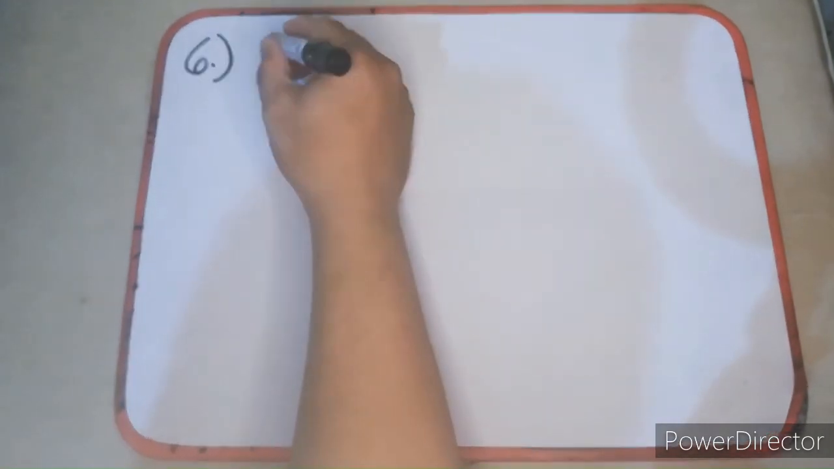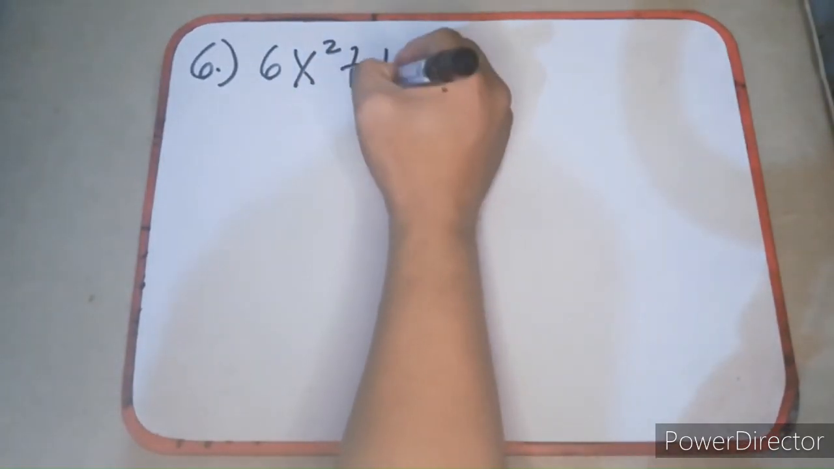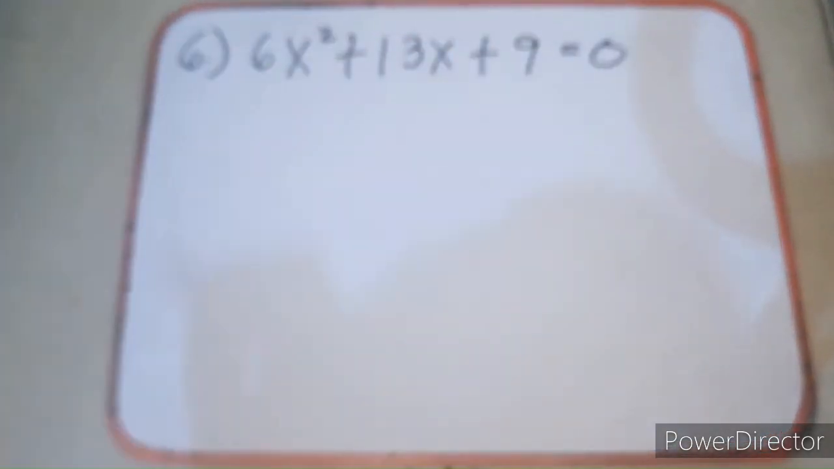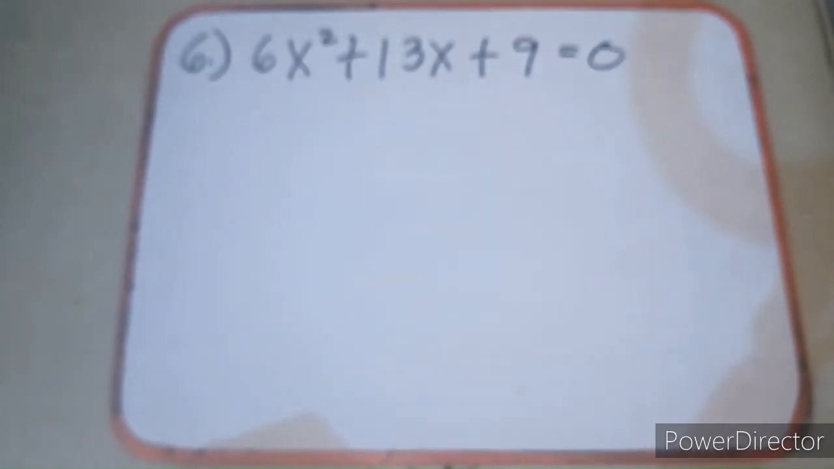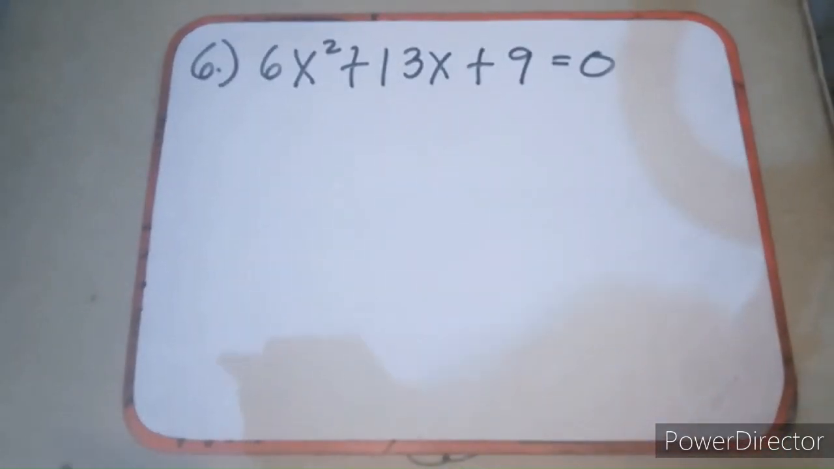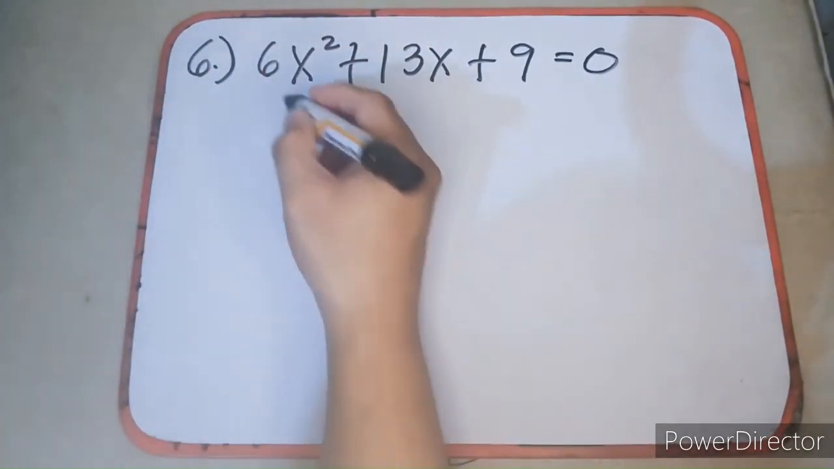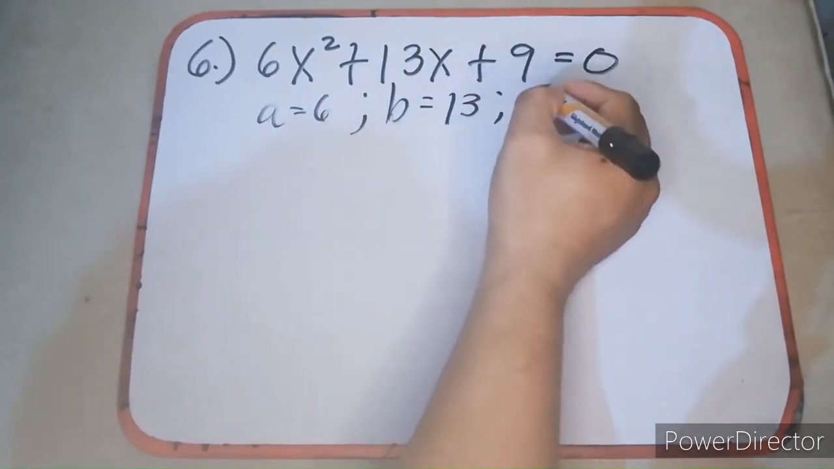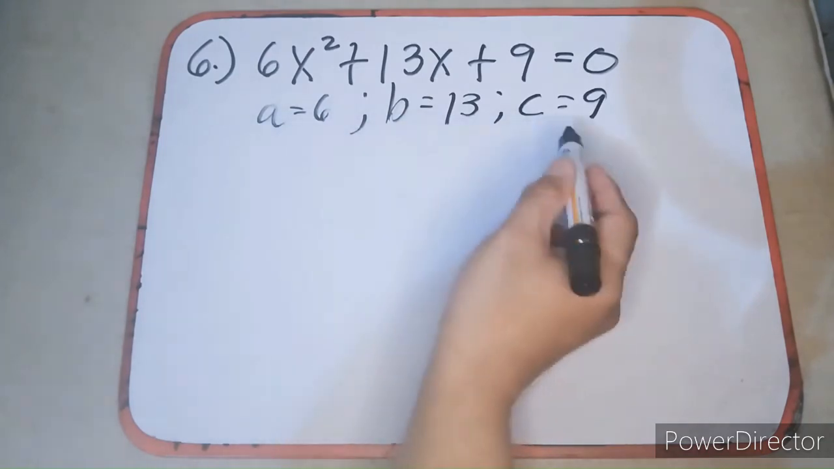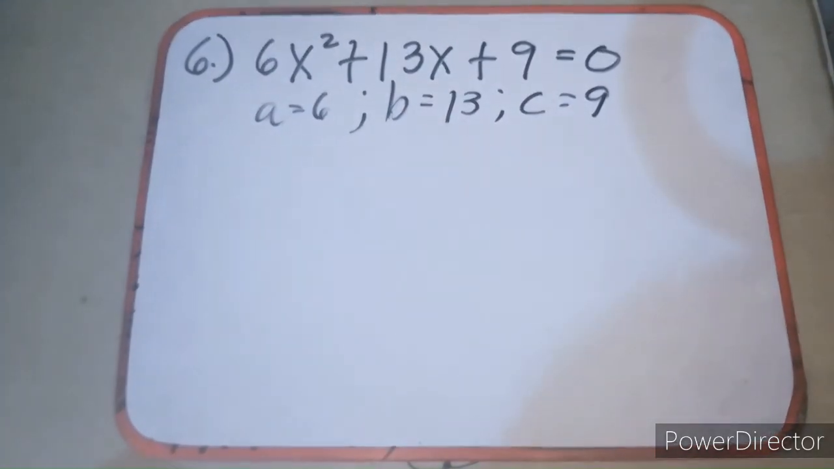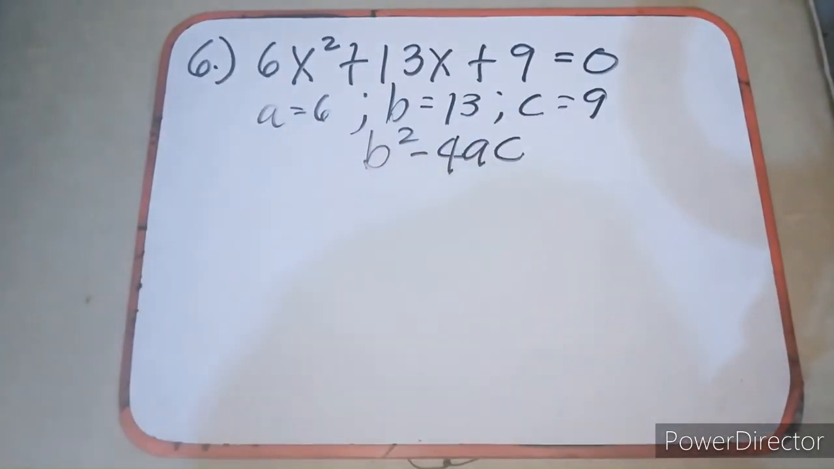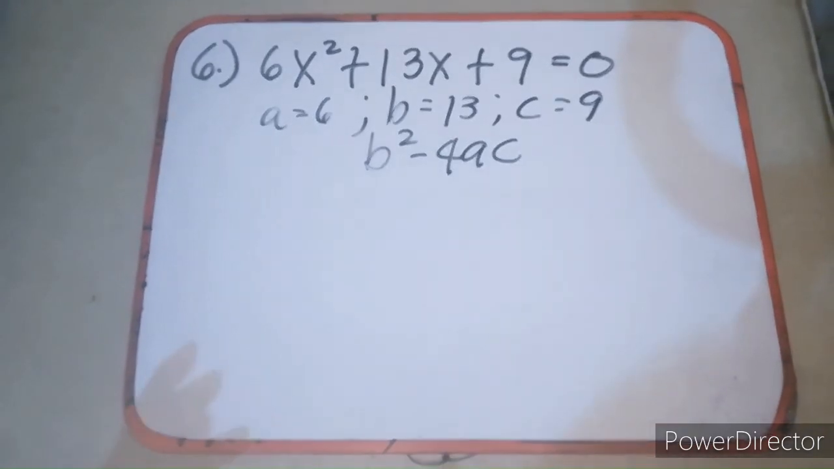Example number 6 is 6x squared plus 13x plus 9 is equal to 0. So again, before we find out the discriminant of it, all you have to do is first to find out the value of a, b, and c. So the value of a is 6, the value of b is 13, while the value of c is 9. Because these values will help us in identifying the discriminant with the help of the expression b squared minus 4ac. That discriminant will help us on finding the nature of the roots of that given quadratic equation.